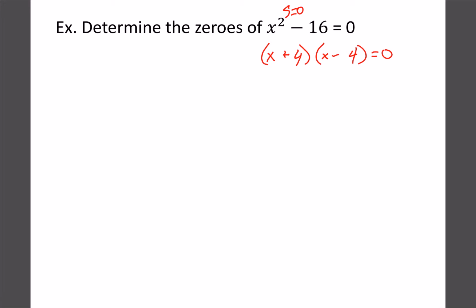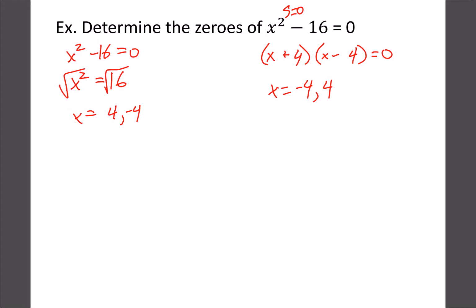We call that a difference of squares, where you just basically are square rooting. And we could actually solve this question by switching it to vertex form, which is pretty easy. Bring the 16 over, square root both sides. So we'd have 4 and negative 4 as our two solutions. But if we do it by factoring, we can see we get the exact same answers either way.